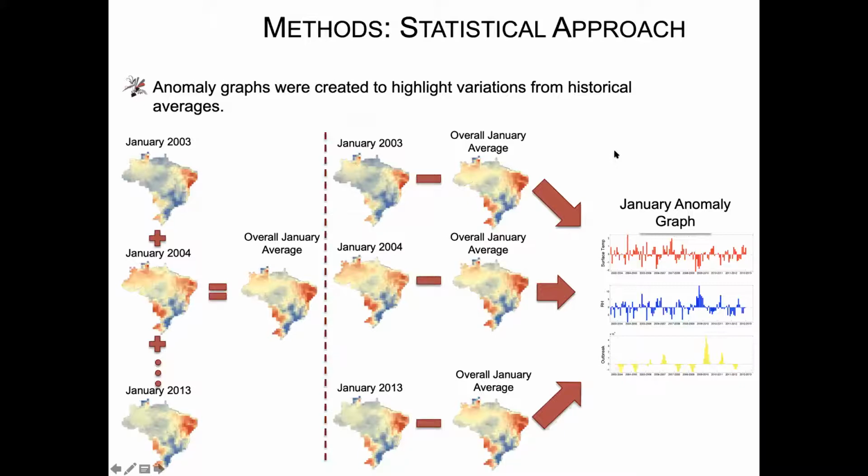We applied a statistical approach where we calculated anomalies for each of these variables. So what is an anomaly? We have a period from 2003 to 2013, that's 10 years, and we calculated the average for each province for each month. So we calculated the average for each month for each year to create an overall January average for each of the different provinces, or states in Brazil. Then we created the anomaly by subtracting the specific average for a month from the overall average. Doing that, we generated what we call anomaly graphs for each of our variables.